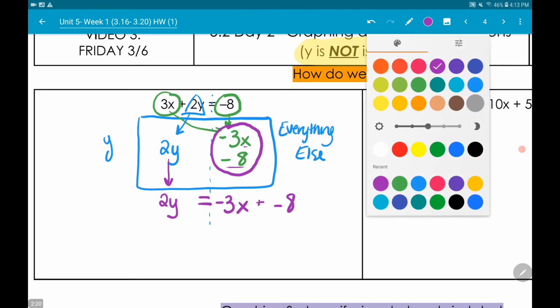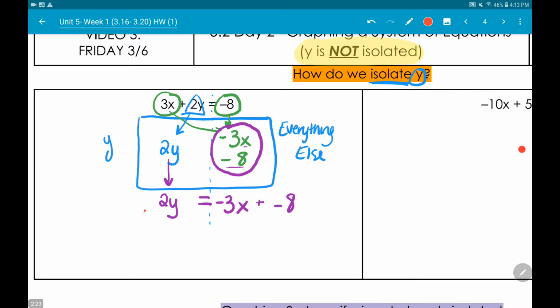But my final step of division still remains the same. I am still dividing by 2 because I want y by itself. And the only difference here is I have to divide everything by 2. So negative 3x divided by 2, not negative 2. And then we have negative 8 divided by 2. So I have y equals, this is going to stay as a fraction, because we're going to be graphing lines, and slopes are easier to deal with as fractions. And then over here, I have minus 4.